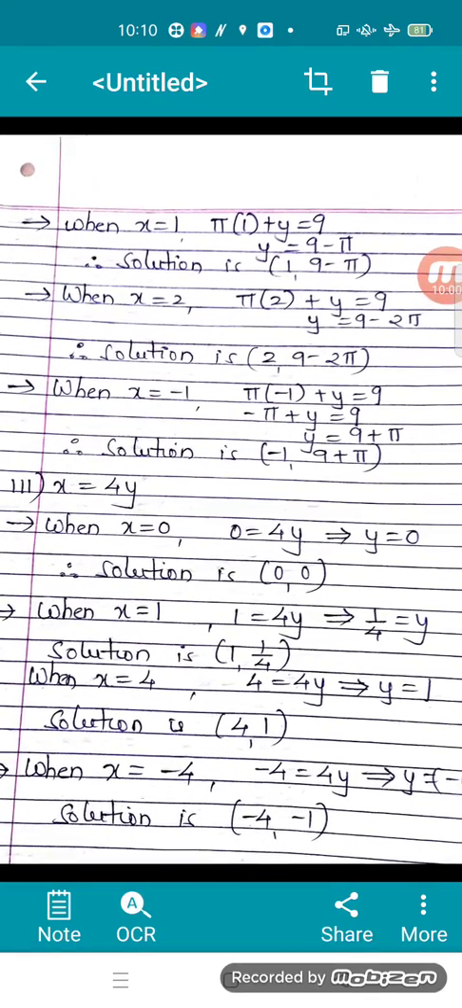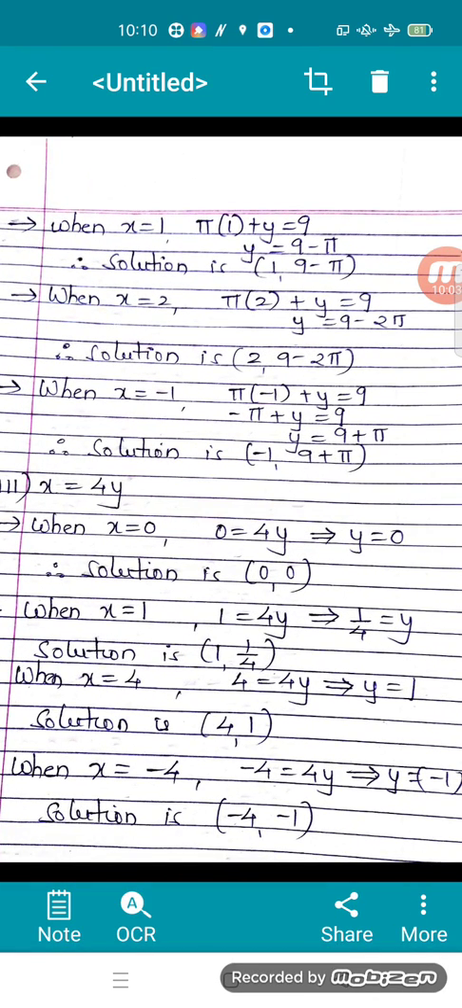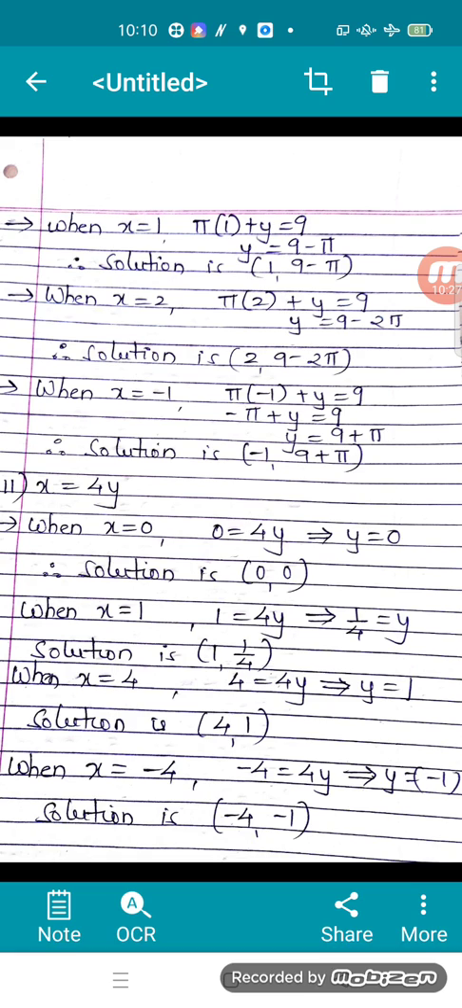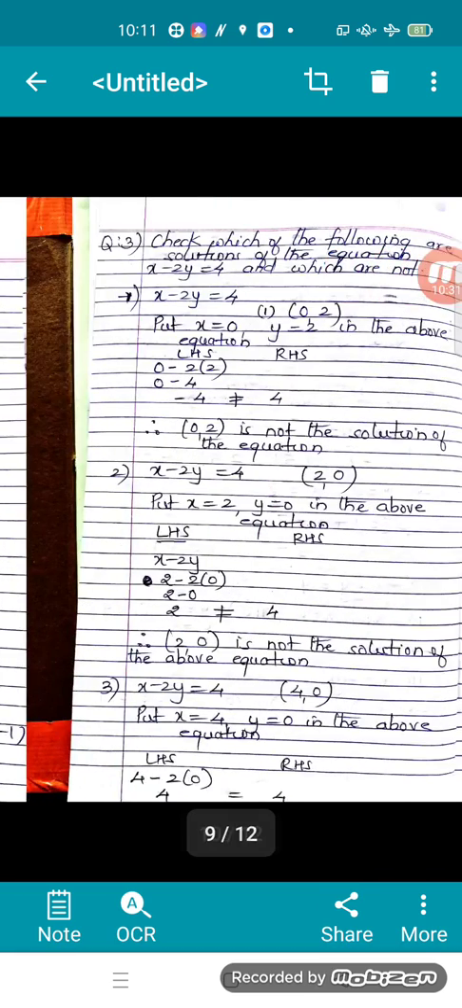In the same way, x equal to 4y. Okay, so put x equal to 0. 0 is equal to 4y, so y will be 0. So the solution is 0, 0. Put x equal to 1. 1 is equal to 4y, so 1 upon 4 is equal to y. Solution is 1, 1 upon 4. Put x equal to 4. 4 is equal to 4y, so y is equal to 1. Solution is 4, 1. Put x equal to minus 4. So minus 4 is equal to 4y, so y will be minus 1, and we get minus 4 and minus 1.